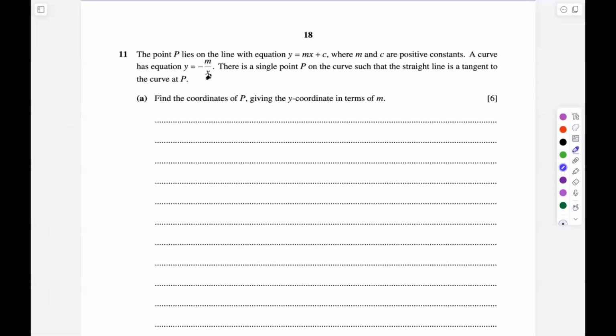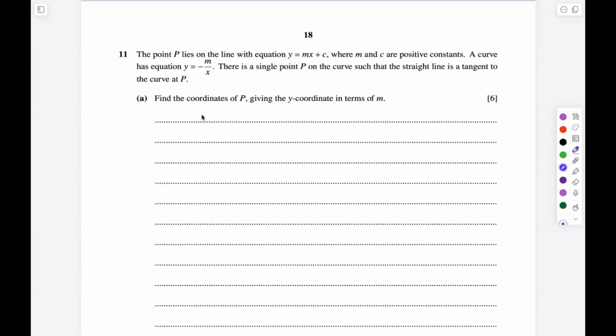Question 11. The point P lies on the line with the equation y equals mx plus c, where m and c are positive constants. A curve has equation y equals minus m upon x. There is a single point P on the curve such that the straight line is a tangent to the curve at P. In part A, we have to find the coordinates of P, giving the y coordinate in terms of c. Now, as they're intersecting and it is a tangent, it means there is only one point of intersection.